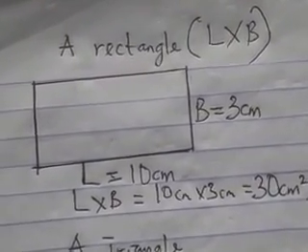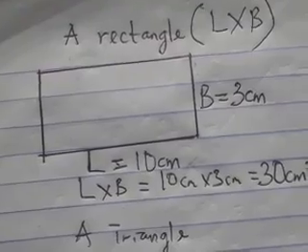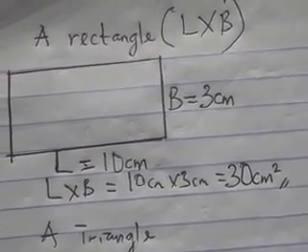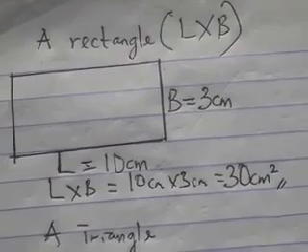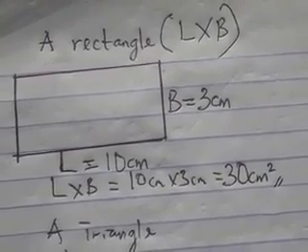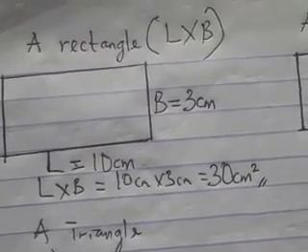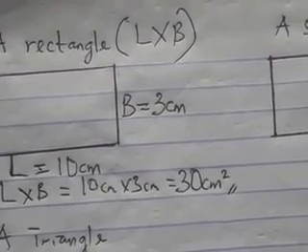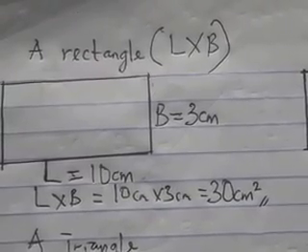Now, note something here. Last week I told you when you are calculating perimeter, there is no square. You don't put square when you are asked to find the perimeter. But if you are asked to find the area, know that centimeter multiplied by centimeter will give you centimeter square. So therefore, 10 centimeter times 3 centimeter equal to 30 centimeter square. That's the formula for finding area of a rectangle.